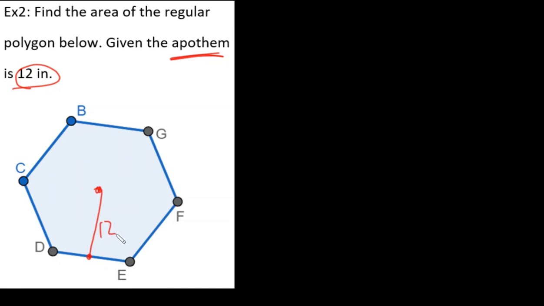Let's start by writing out the formula for the area of a regular polygon. We know that A is equal to 1/2 parentheses the apothem, which in this case is 12, times the perimeter, which in this case we actually don't know yet. So let me draw an arrow here saying, hey, we are going to find the perimeter.